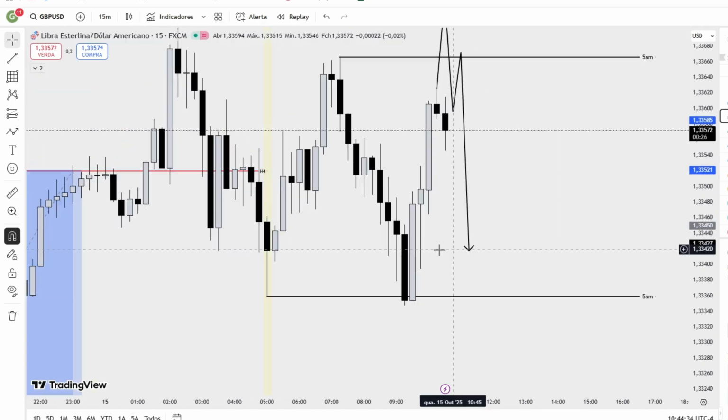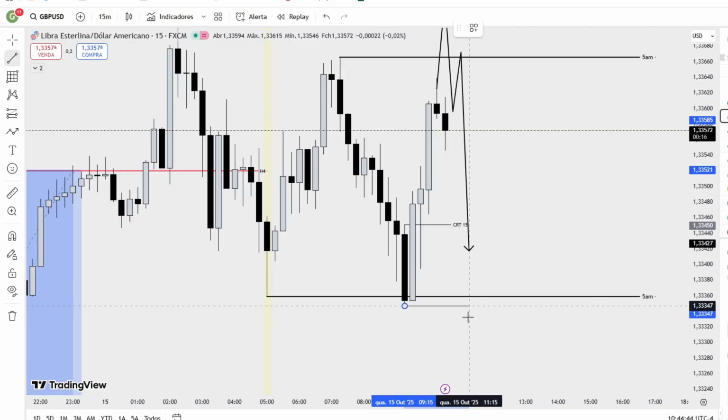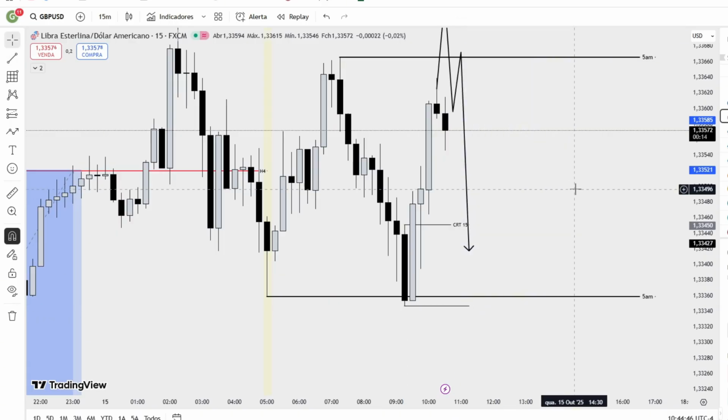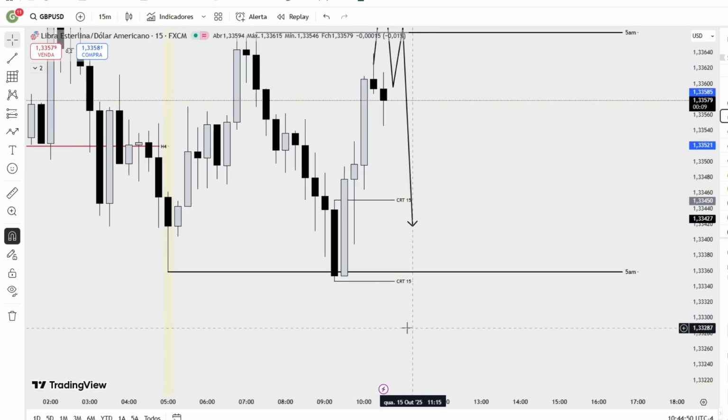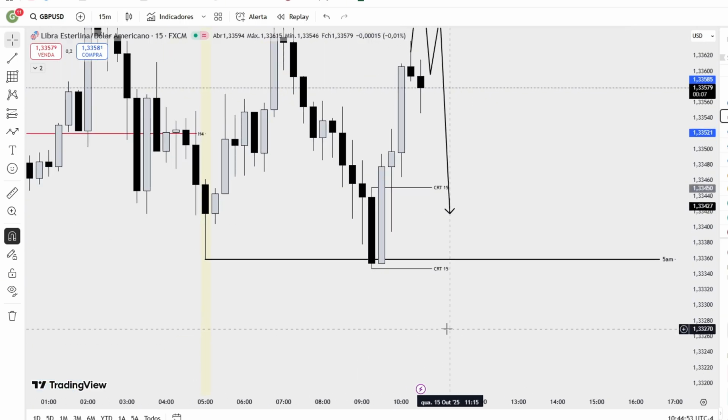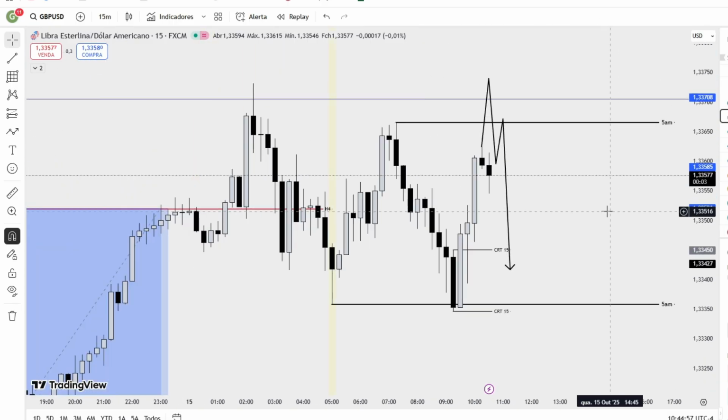We don't have any 15 minute CRT, right? The 15 minute CRT should be this guy right here, and you can clearly see that we don't have anything turtle souping this 15 minute CRT, so no trades in the GBP for today.